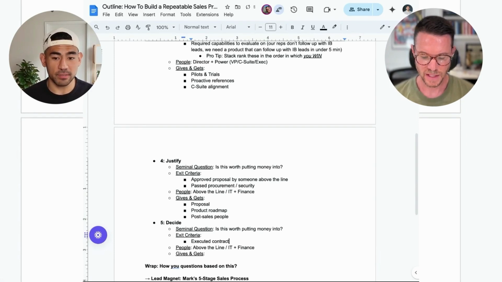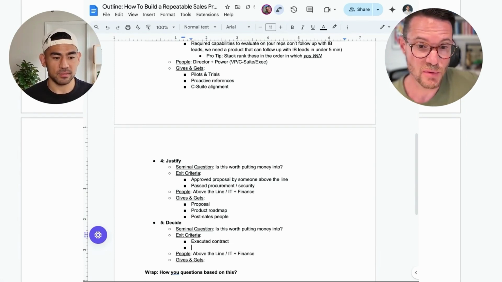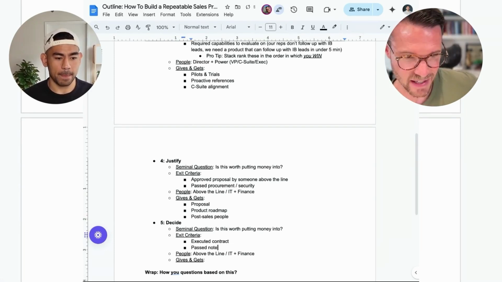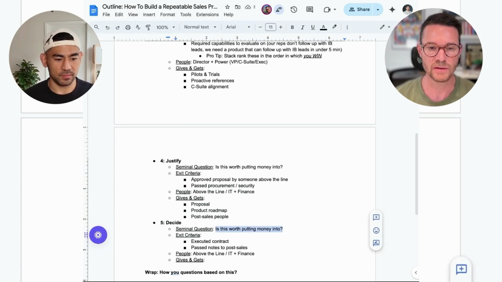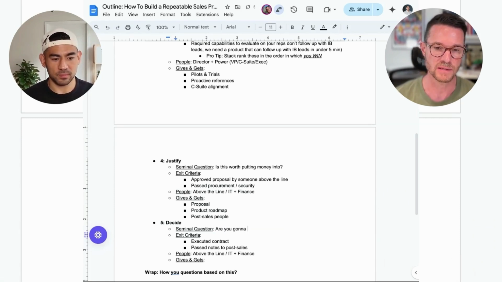All right. So what is stage 5? Stage 5 is decide. And that's just, will they move forward? Are they going to become a customer? And the exit criteria are simple. Do they have an executed contract? And have we actually passed off all of our notes and done a good pass off to our post-sales team?